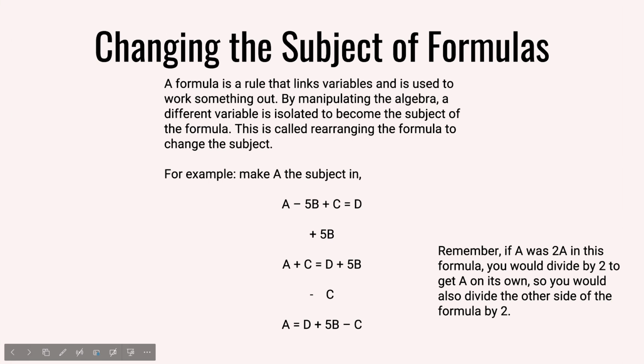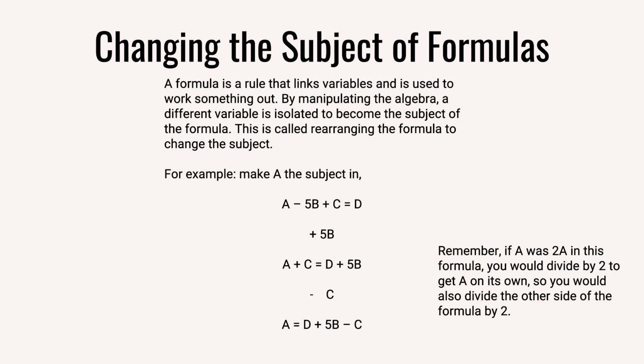Now, let's have a look at changing the subject of formulas. A formula is a rule that links variables and is used to work something out. By manipulating the algebra, a different variable is isolated to become the subject of a formula. This is called rearranging the formula to change the subject. For example, make A the subject in A minus 5B plus C equals D. So first we would plus 5B to get A plus C equals D plus 5B. Then we minus C from both sides to get A equals D plus 5B minus C.